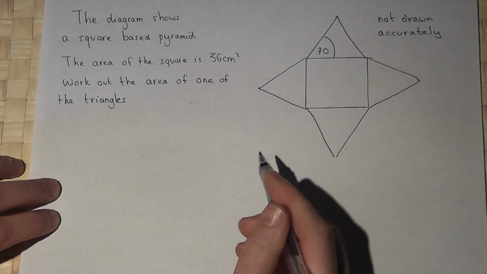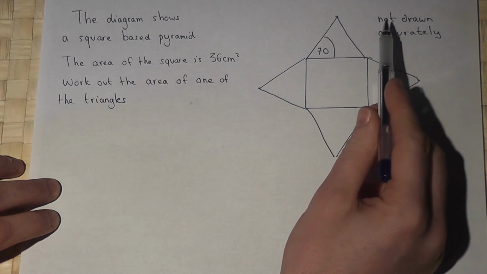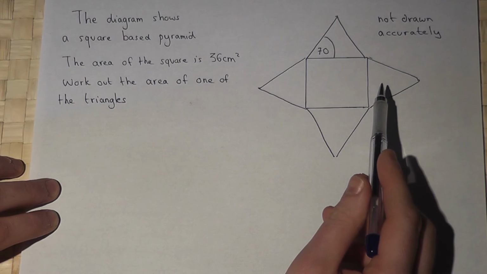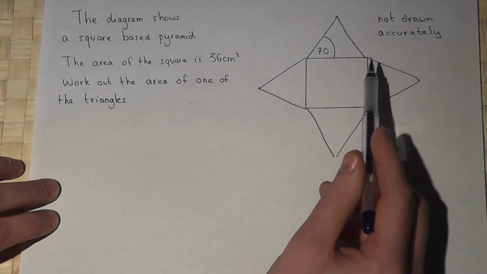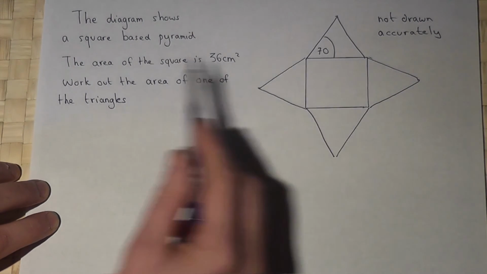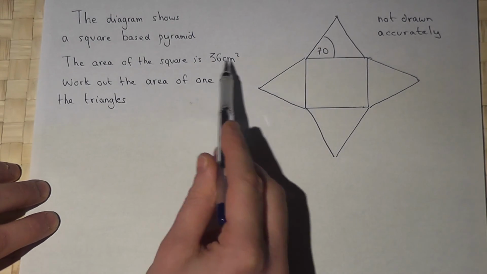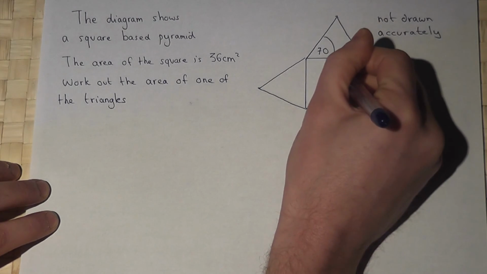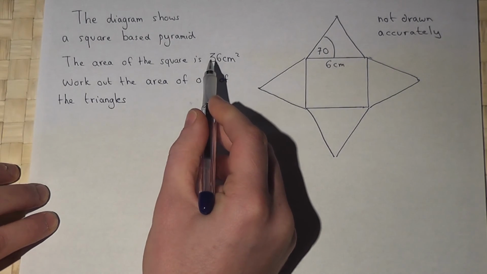In this question we're given the net of a square-based pyramid which is not drawn accurately, and we're asked to find the area of one of the triangles. Now, because we're told the area of the square is 36 centimetres squared, then this length here must be 6, because of course 6 times 6 is 36.